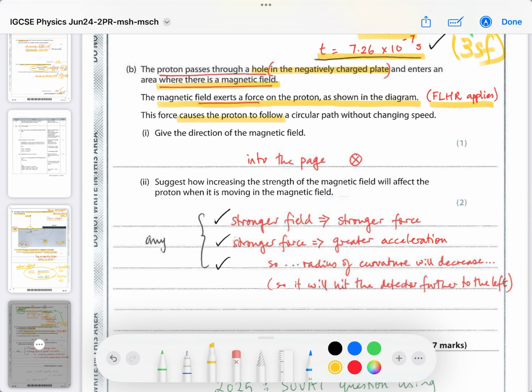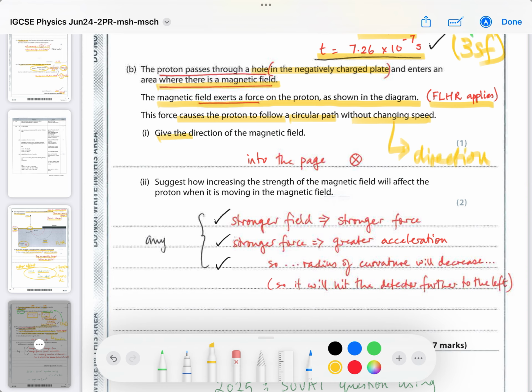This force causes the proton to follow a circular path, okay, without changing speed. So it's acceleration at constant speed. Why is it accelerating? Because it's changing direction. It may not be changing speed, but it is changing direction. So that means the velocity is changing.